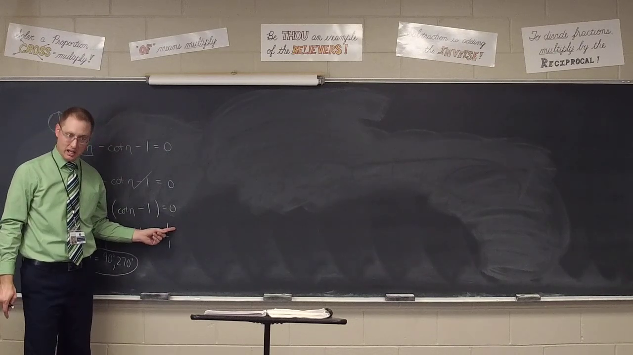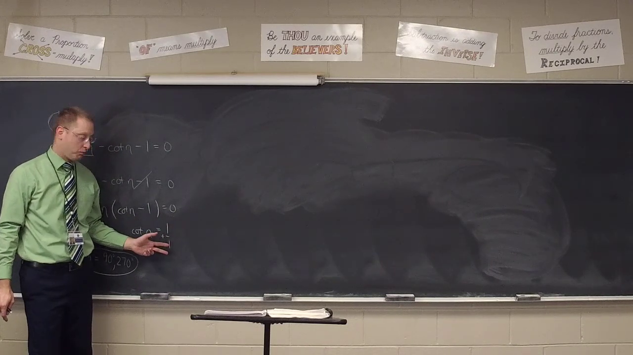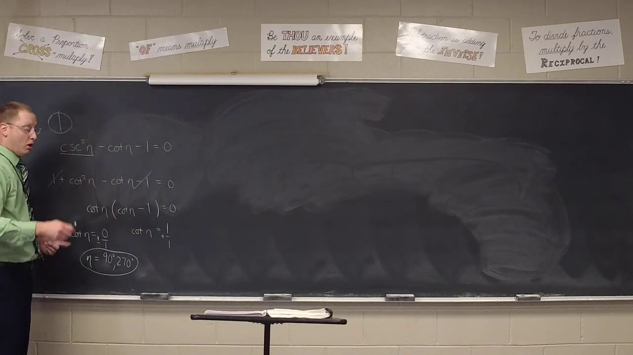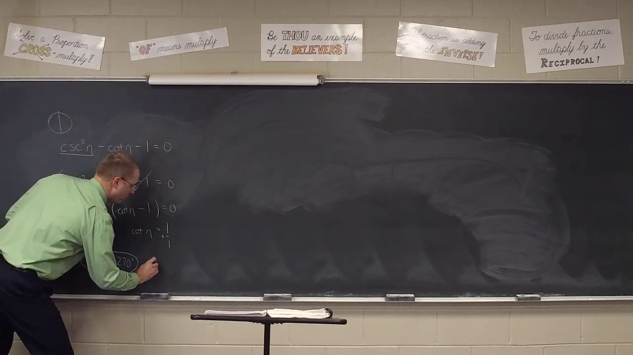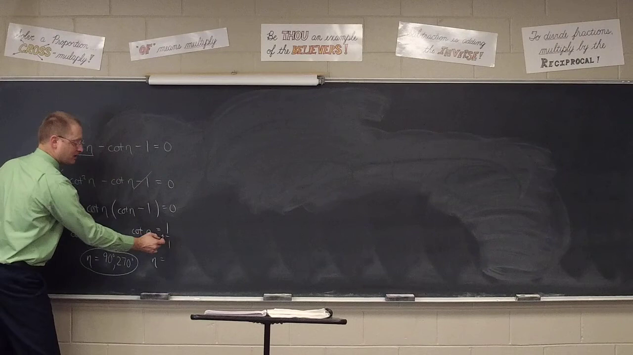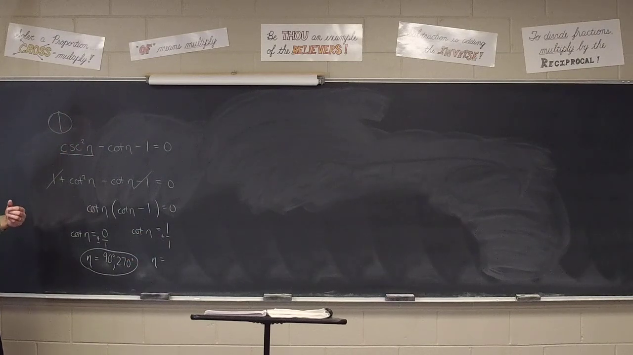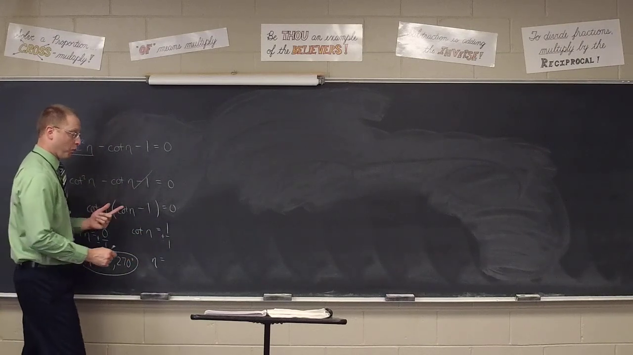Adjacent leg over opposite leg. When would both legs be 1? 45. And we got the positive, okay? When is cotangent positive? Quadrant 3 and 1. So we want the 45 in quadrant 1 and the 45 in quadrant 3.